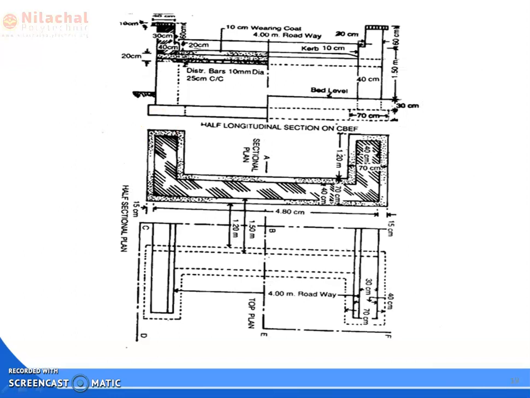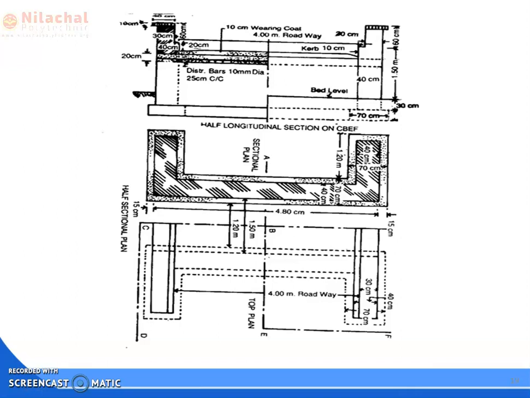Here in the longitudinal section we can find the details of the bearing course. Here a 10 cm bearing course is provided. The bearing course is also called the curve. We can write here the curve, 10 cm thick. The roadway distance is 4 meter. It means the length of the bearing course is 4 meter.